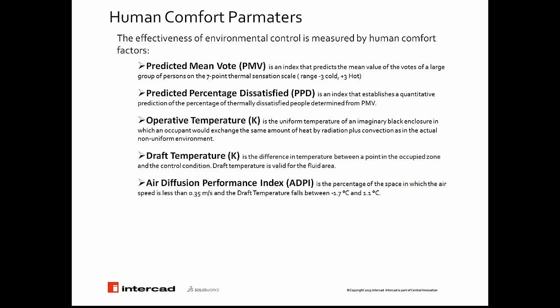And the last parameter for human comfort is the air diffusion performance index, which is the percentage of the space in which the air speed is less than 0.35 meters per second and the draft temperature falls between -1.7 centigrade and 1.1. So these are the main parameters for HVAC designers to trace. These are called comfort parameters.